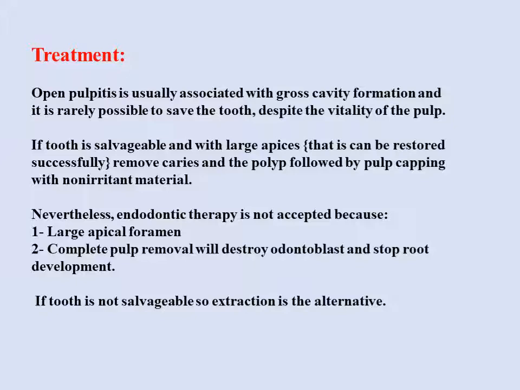Endodontic treatment in this case is not accepted because, first of all, as we mentioned, we have a large apical foramen. We can't achieve a proper obturation and apical seal with endodontic treatment. Also, if we remove the pulp we will destroy the odontoblasts and this will lead to stopping root development. If the tooth is not savable, then the best thing is to extract the tooth.